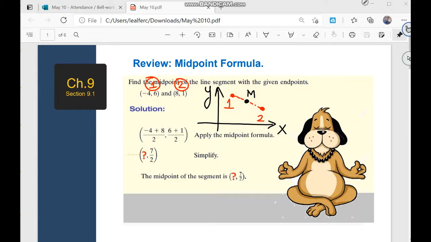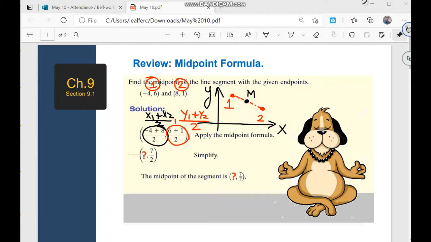How do we find the coordinates of the midpoint? Well, we apply the midpoint formula, and we're going to have the average. We get x1 plus x2 divided by 2 is this, and y1 plus y2 divided by 2 is that, right?